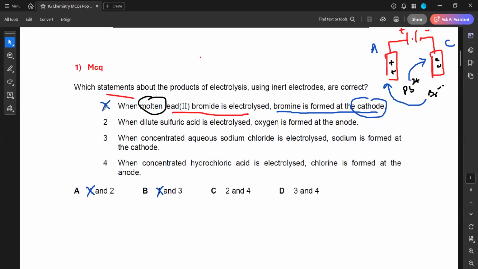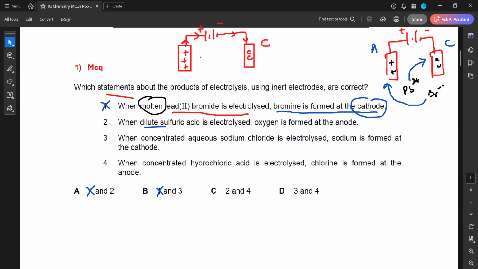Let's check option 2. When a dilute sulfuric acid is electrolyzed, oxygen is formed. So how can we identify this if the electrodes are there? This is a battery, with the positive and the negative terminal. Electrons will move out from the negative terminal and towards the cathode. So this is the cathode. And electrons are removed from the anode. So the majority of the positive ions are there at the anode.